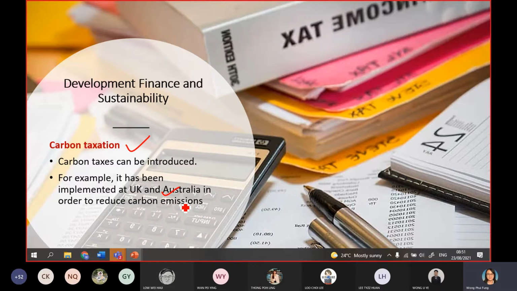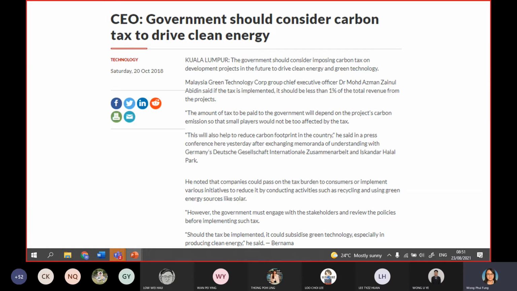They will set a baseline for a project. If you emit carbon more than the threshold, more than the baseline, then you need to pay the carbon tax. That is also one form of the good way, because who likes to pay tax? So when you don't want to pay more tax, then you will start to what? Follow the rules, isn't it? Okay, but too bad, Malaysia not yet.